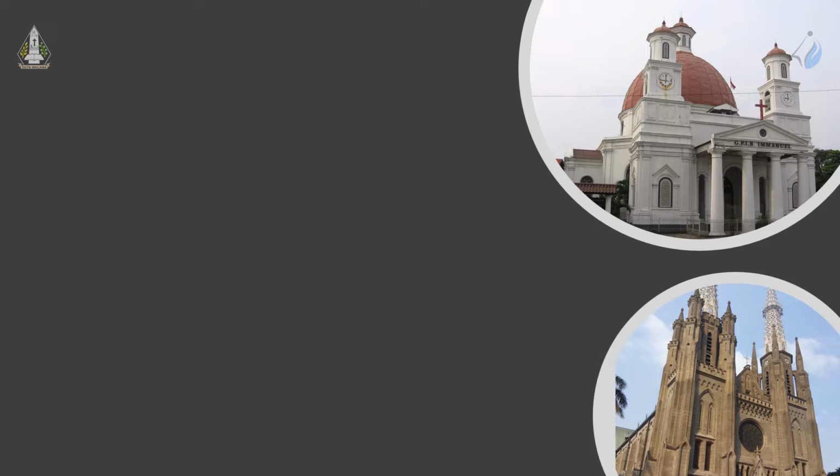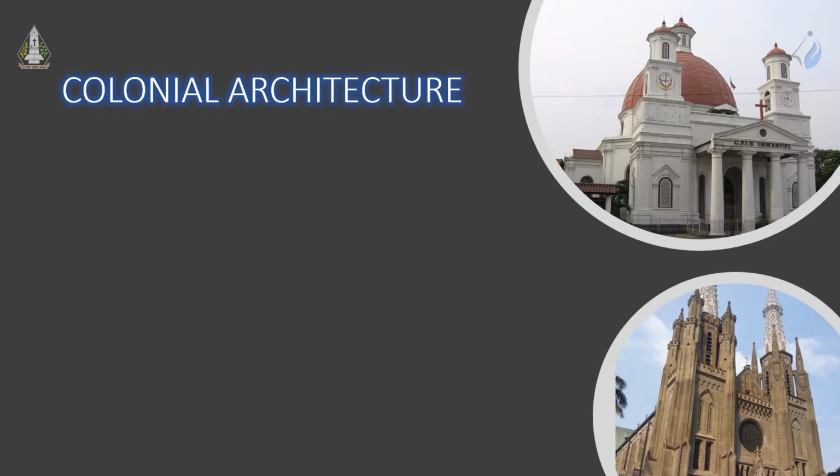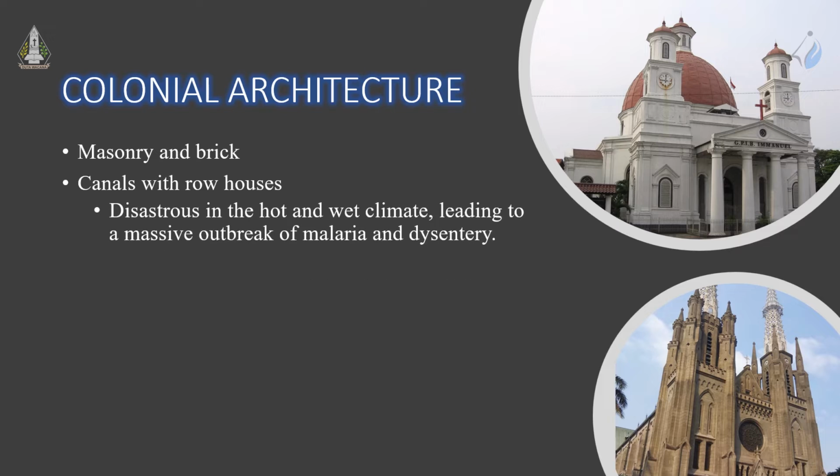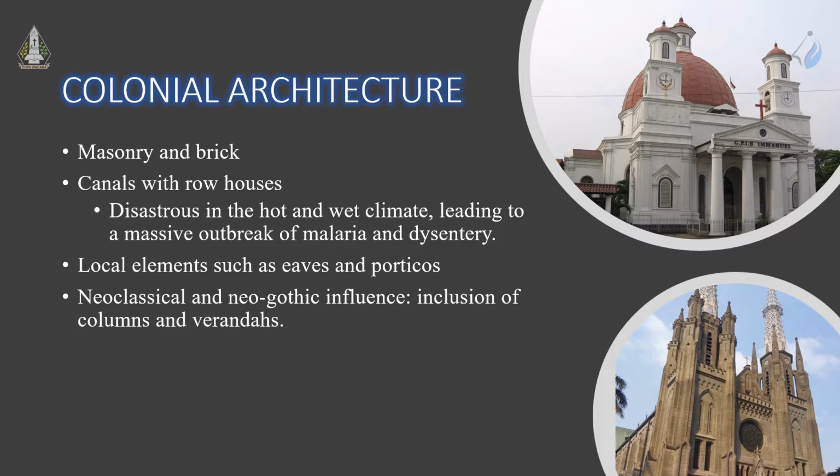These two pictures of churches in Semarang and in Jakarta are the examples of colonial architecture. At that time, Dutch used masonry and brick to build houses. They also built canals with row houses. However, it was disastrous. Therefore, they tried to use local elements and structure and adjust to the climate in Indonesia.